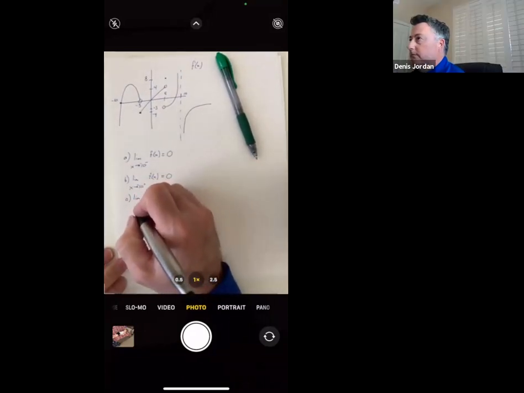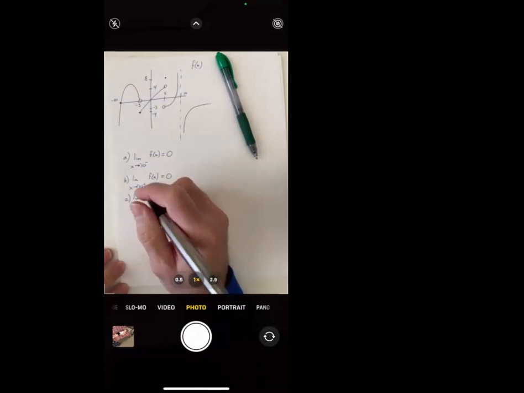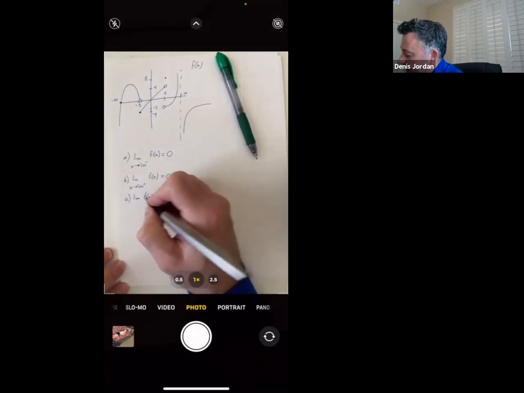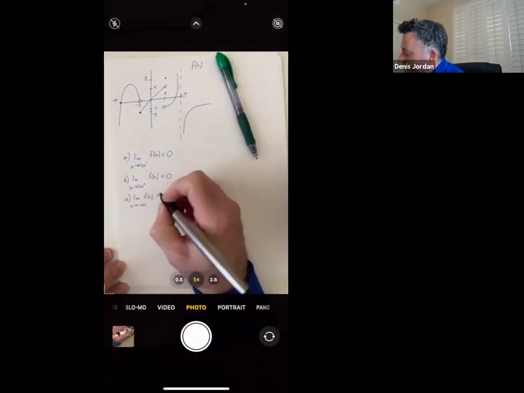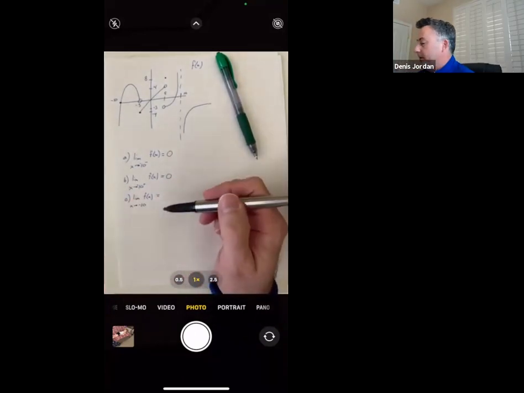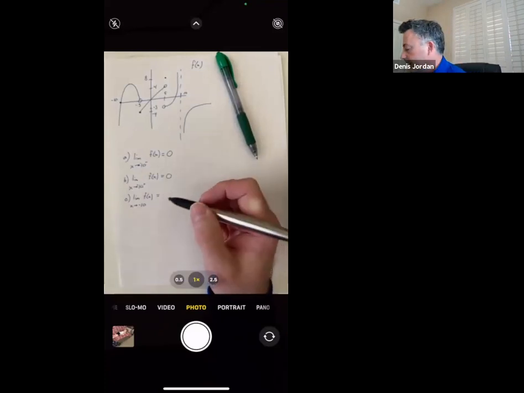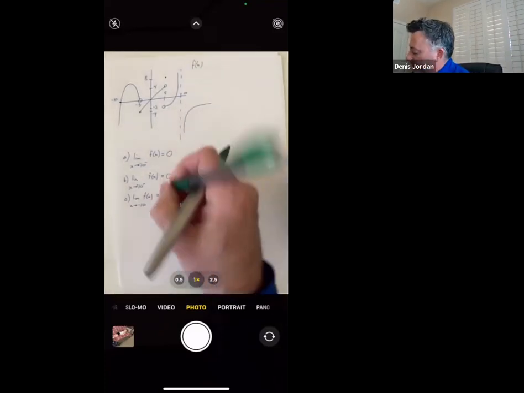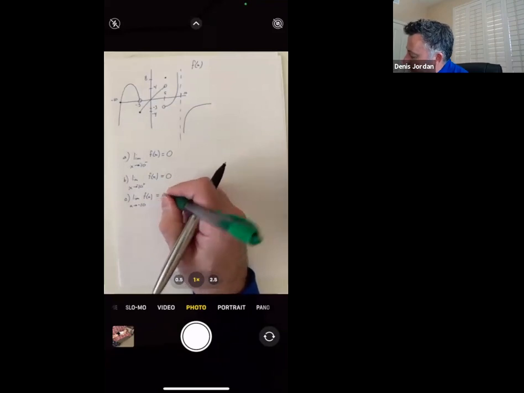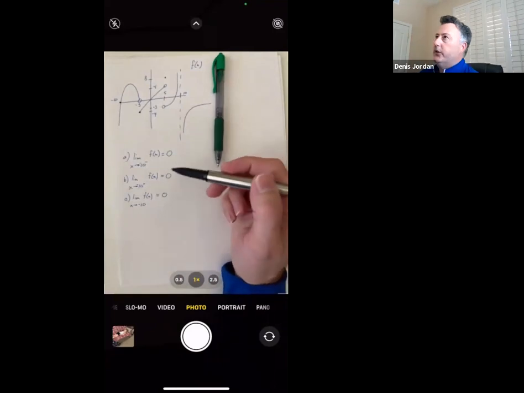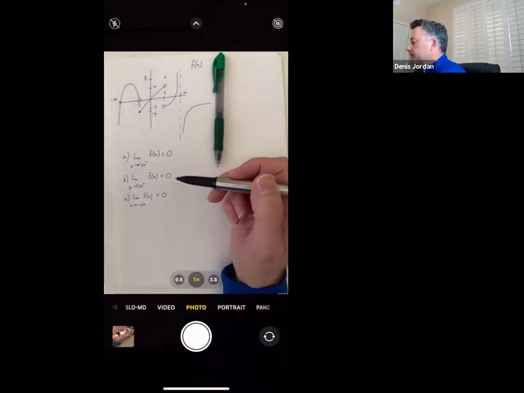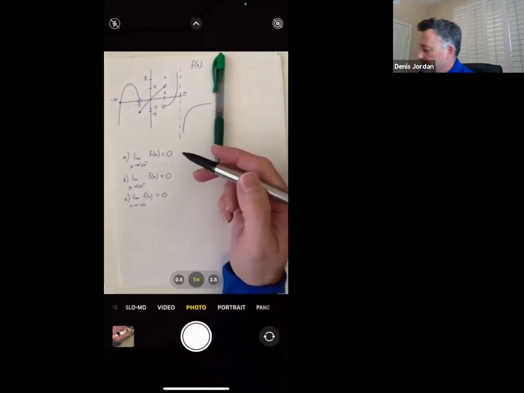But which one? The limit of f of x as x goes to negative 10. So not only does it exist, but you also know the value of it. And it would have to be the same value you got before, which would have been 0. So if the left limit and the right limit agree, you know that the overall, two-sided limit is going to exist, and it's the same answer.